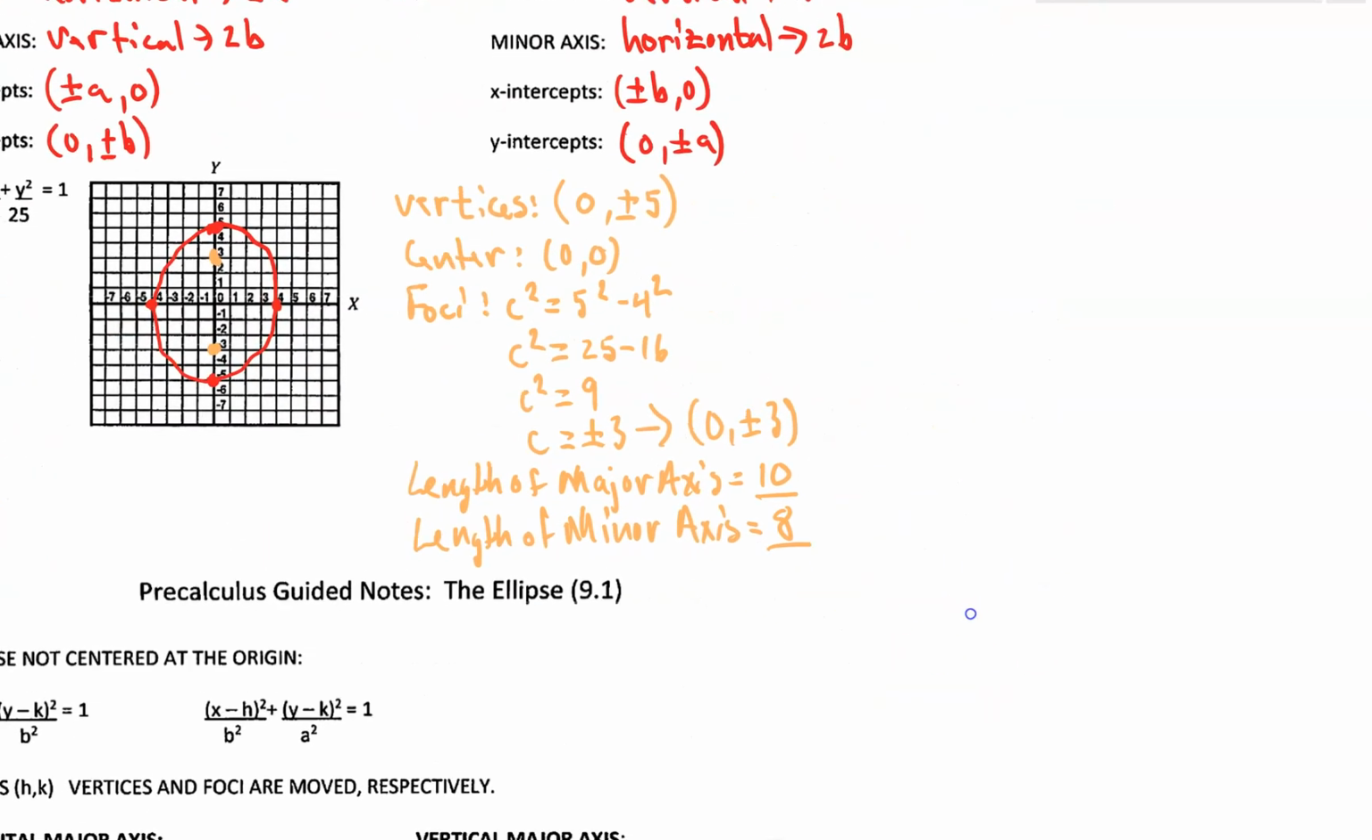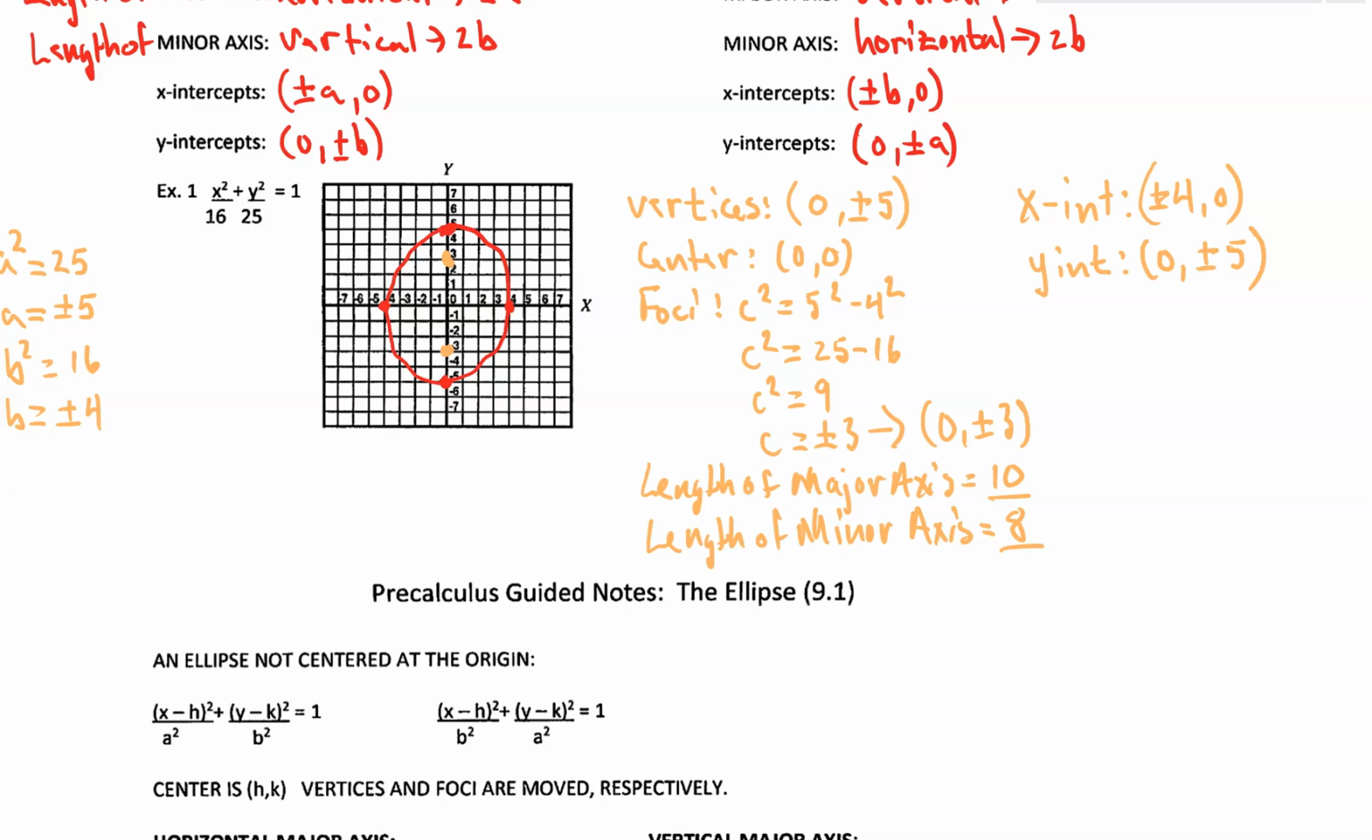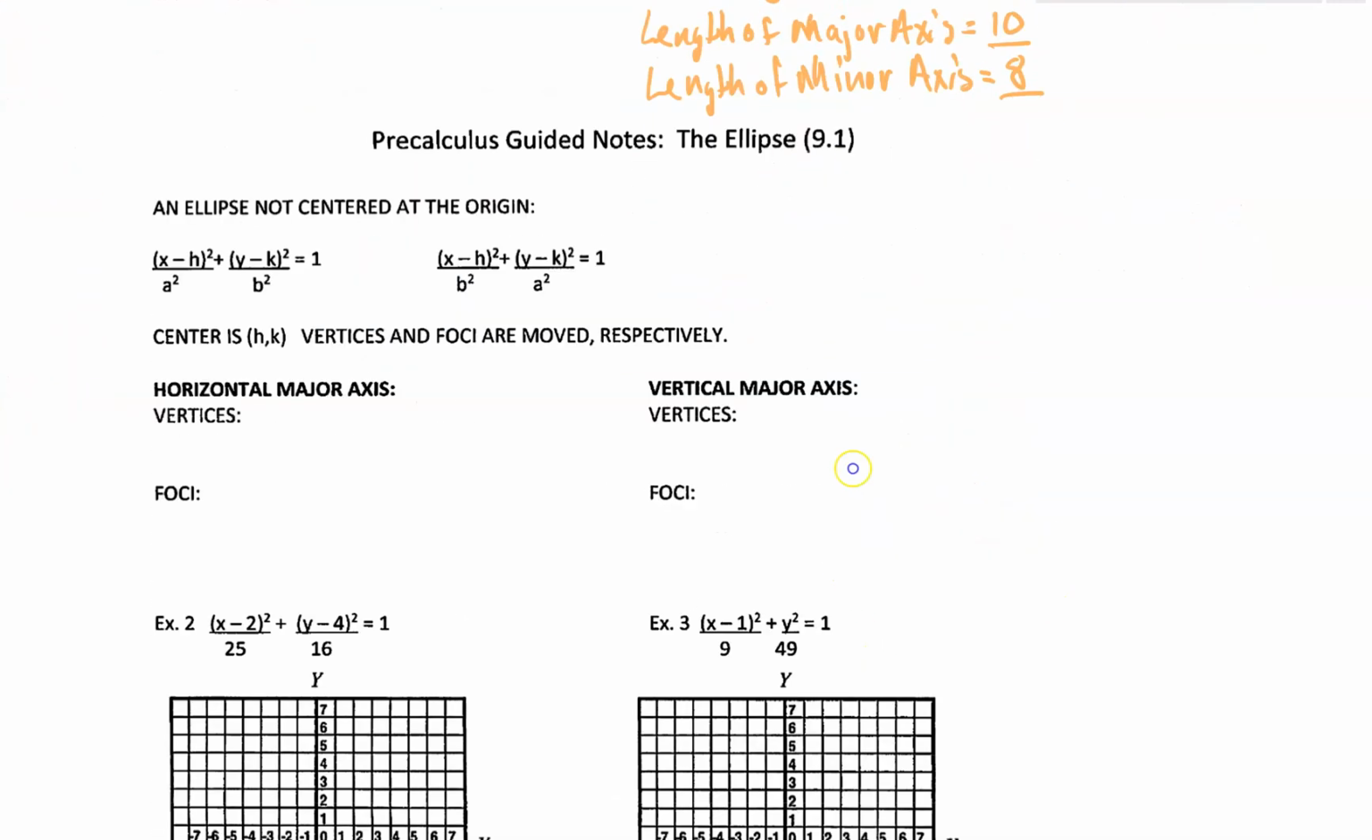And then their x and y intercepts, well, we already know what those would be. This is a situation where we have x-intercepts at plus or minus 4, 0. You can write them like that as long as they have the same y value in their coordinate point. And our y-intercept is going to be 0, plus or minus 5. So those would be all of our answers. This is what our actual picture would look like, and you're done. Graph them by finding a's and b's.